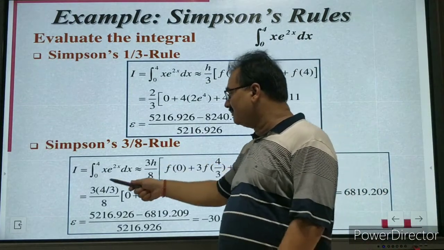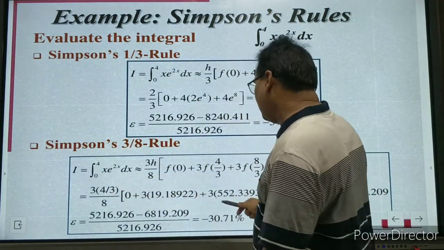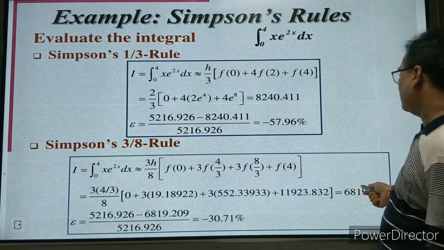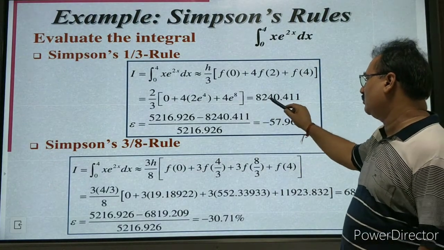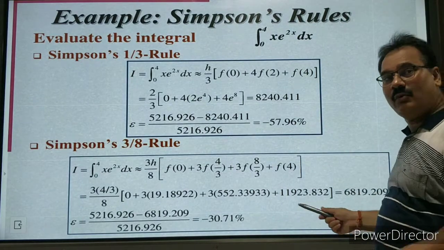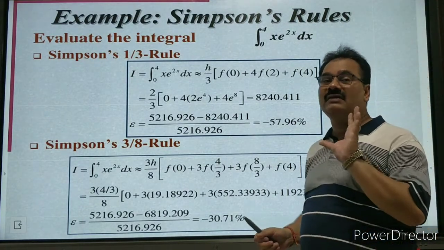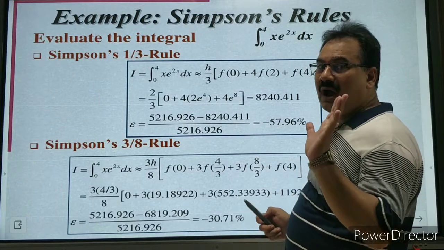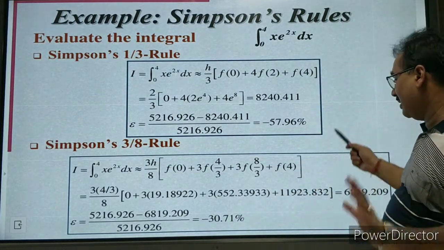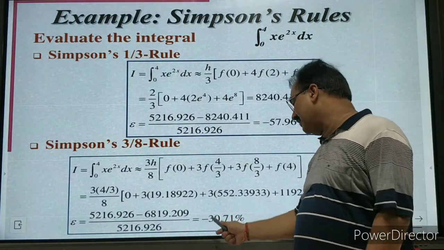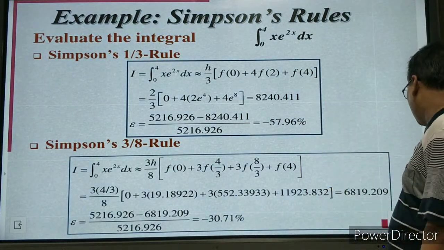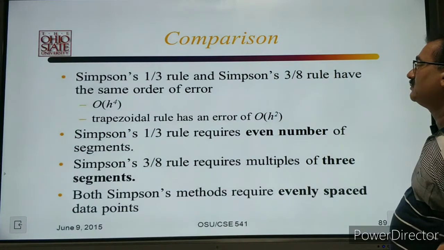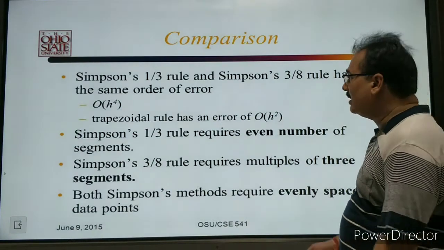But in Simpson's 3 by 8, for the same problem, you will get 6819.209. Just notice 8240 and here 6819. The problem is the same, the difference is in technique. But what is the error? The error here is reduced, that is minus 30.71%. So this is how you can compare both the rules, Simpson's 1/3 and Simpson's 3 by 8.